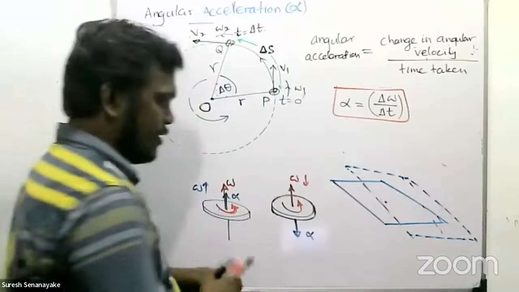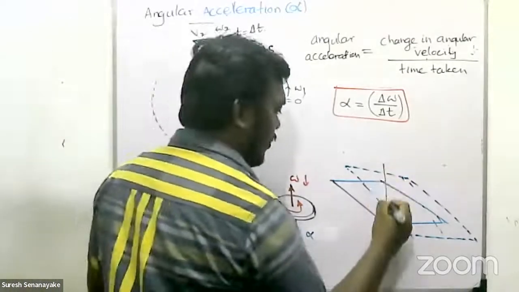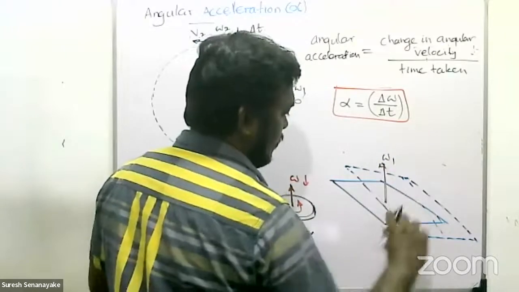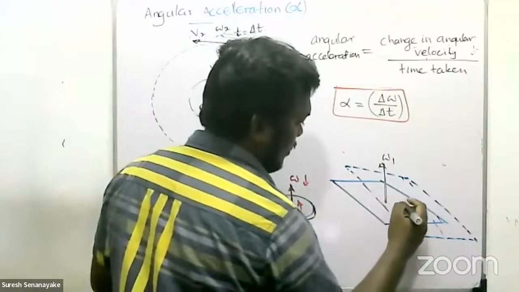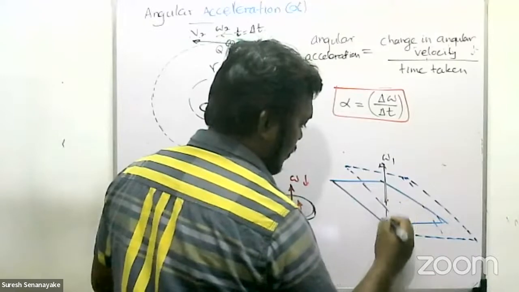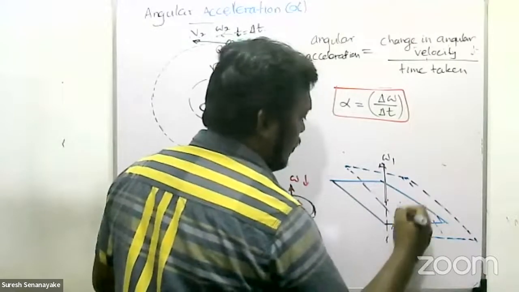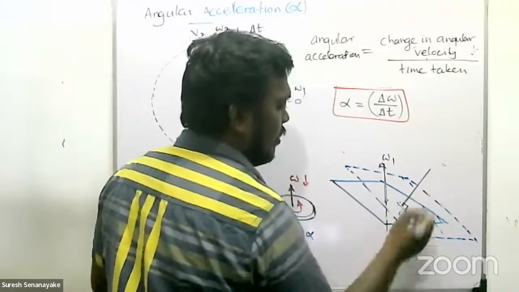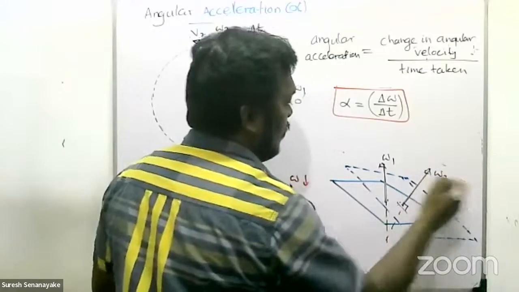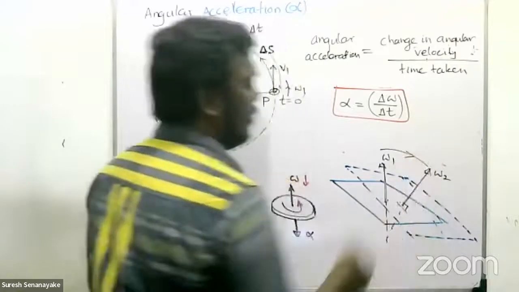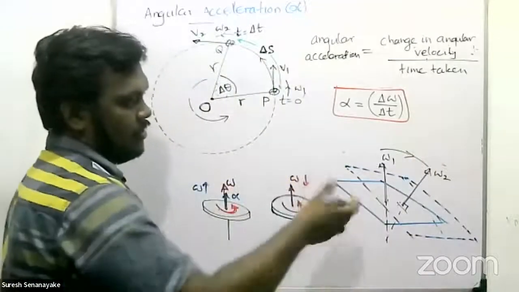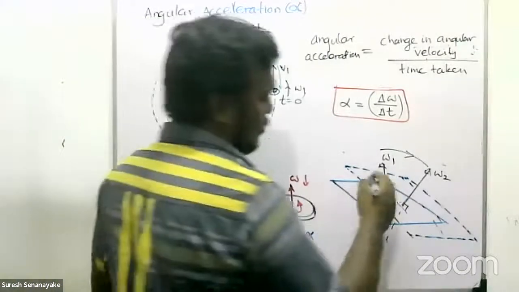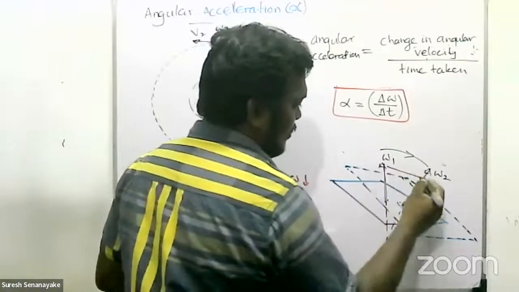Omega 1 is perpendicular to this plane. This rotates this way, and omega 1 is perpendicular to this plane. Now omega 2 is perpendicular to this plane. Then the angular acceleration alpha is omega 2 minus omega 1, in this way.